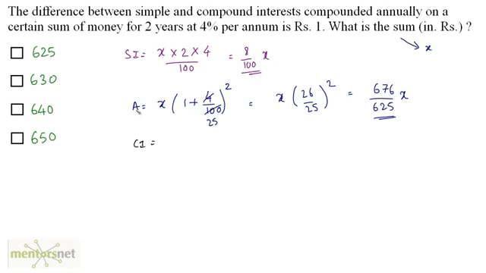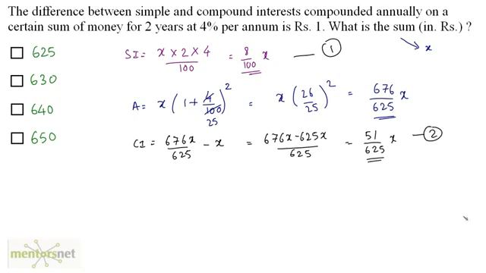Now we will calculate the compound interest. Compound interest is equal to amount minus the principal. So 676x by 625 minus x. So this is equal to 676x minus 625x by 625, and that is equal to 51 by 625x. So this is the compound interest. We have two expressions. Now we have been given that the difference between the simple interest and the compound interest is actually 1.